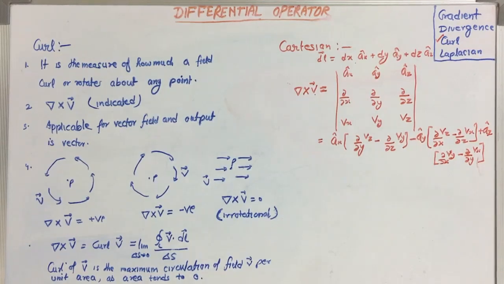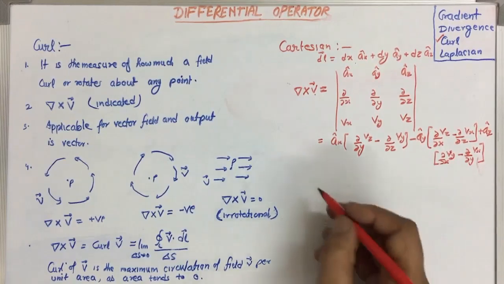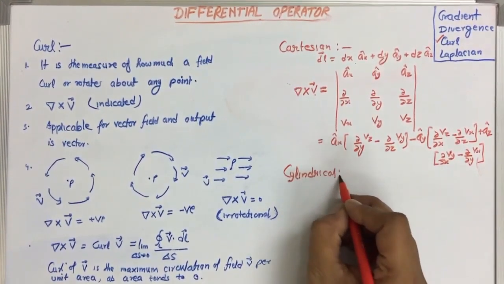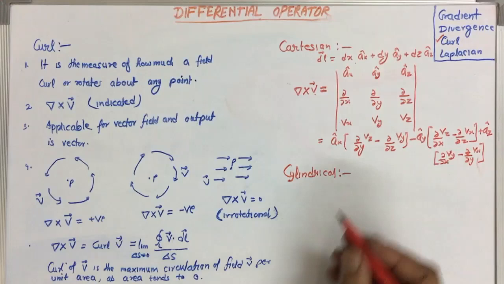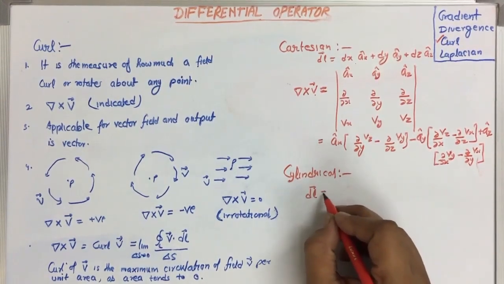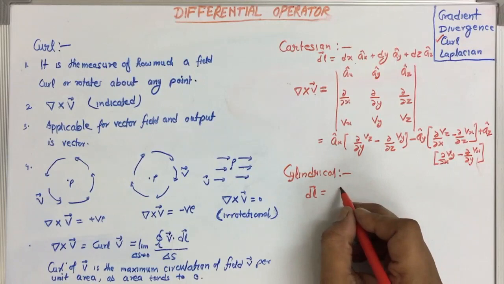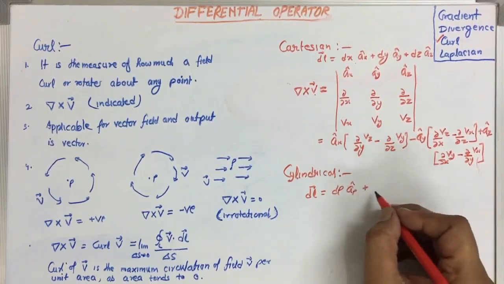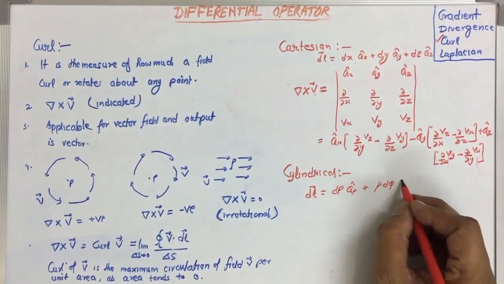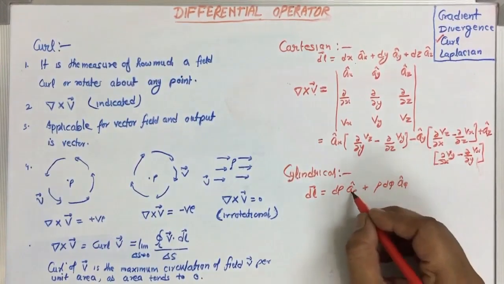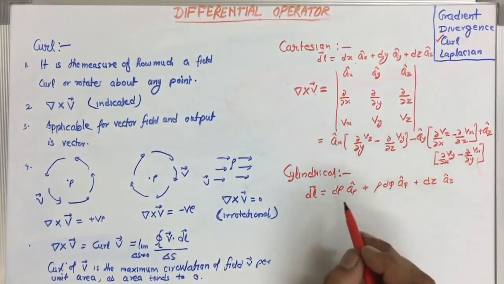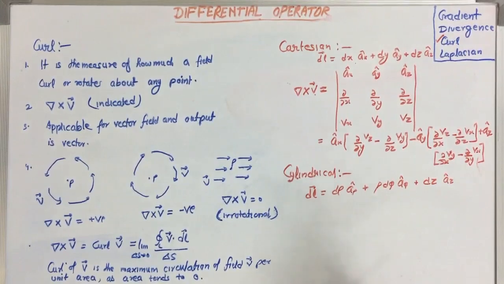Now in cylindrical coordinate system, let us write. The first thing that is important to write is the differential length. In cylindrical coordinate system the differential length is d rho in the direction of rho plus rho d phi, because here the coordinates are rho, phi, z. Okay, so differential length in that case is written like that.